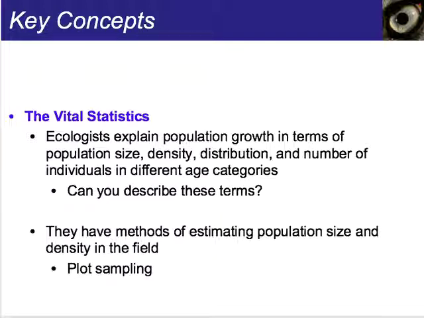So key concepts. Ecologists explain population growth in terms of population size, density, distribution, and number of individuals in the different age categories. Can you describe these terms? And they also have methods of estimating population size and density in the field, and they do this through plot sampling.